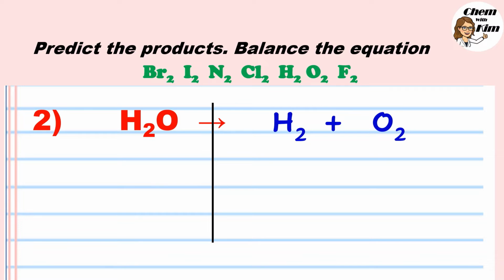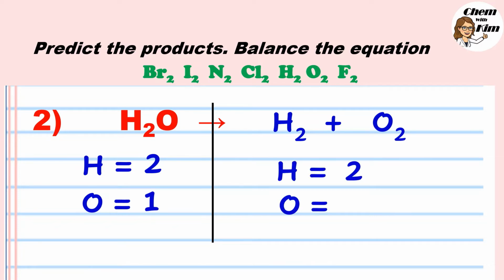All right, now let's make our inventory. There are 2 hydrogen on the reactant side and 1 oxygen. On the product side, we have 2 hydrogen and 2 oxygen. So we're going to need to double the number of oxygen on the reactant side.